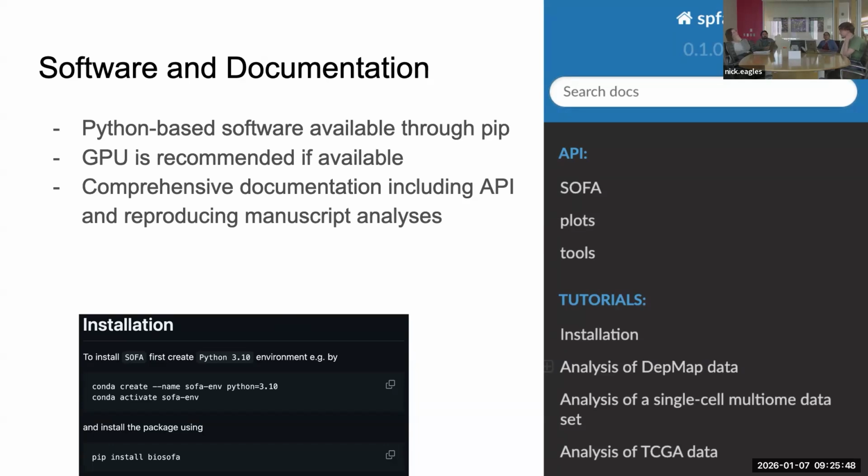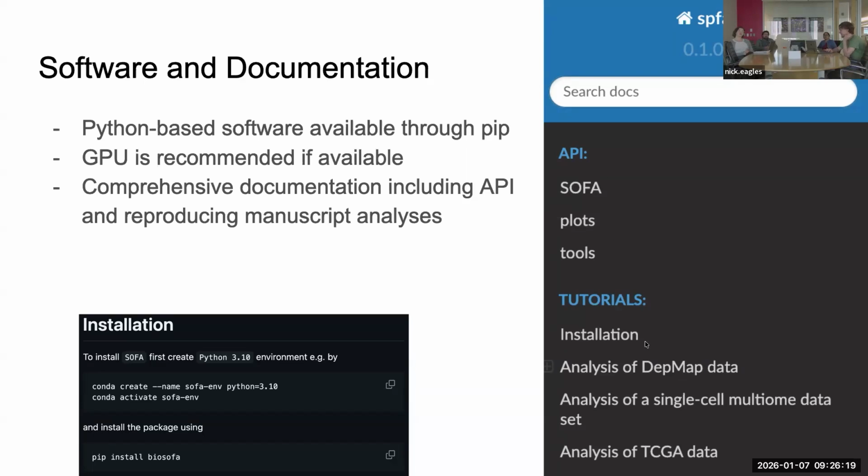I'm not sure if there's any information about runtime, but I'm guessing, since it seems very similar to MOFA, the runtime should be pretty fast. I'm not sure we'll even need a GPU, but they do recommend it. The documentation looked pretty good, in my opinion. They have this website with the API, the different functions that you can call, as well as documentation reproducing the analyses in the manuscript.